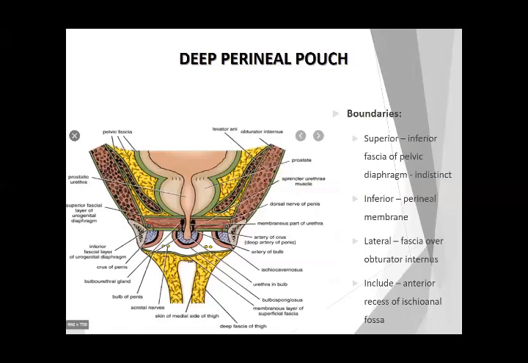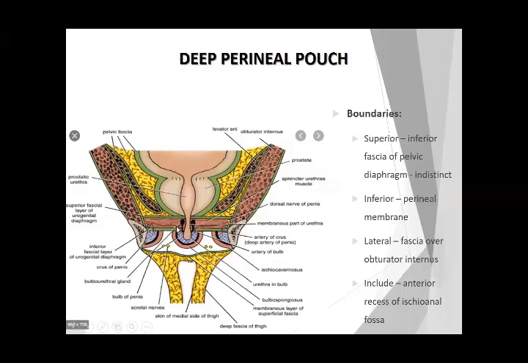Let's talk about the deep perineal pouch. This is the deep perineal pouch. It is bounded superiorly by the inferior fascia of the pelvic diaphragm. Okay? Now, one thing to remember is this layer, the inferior fascia of the pelvic diaphragm, which forms the superior boundary of the deep perineal pouch. This is not a very distinct layer. It is indistinct. Okay? Inferiorly, it is bounded by the perineal membrane.